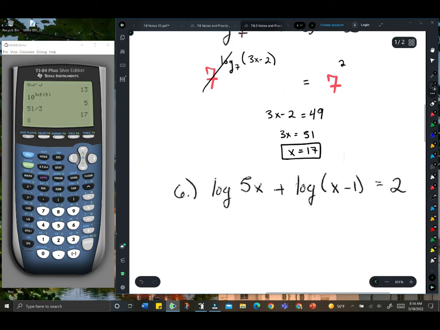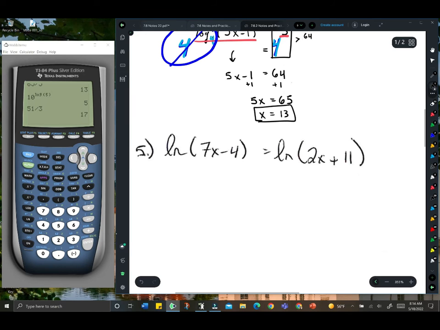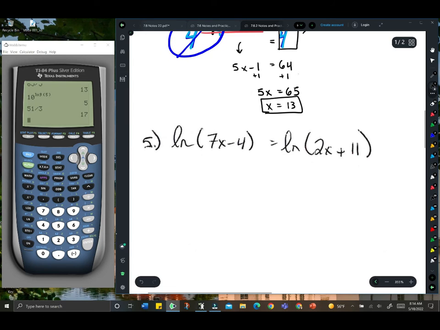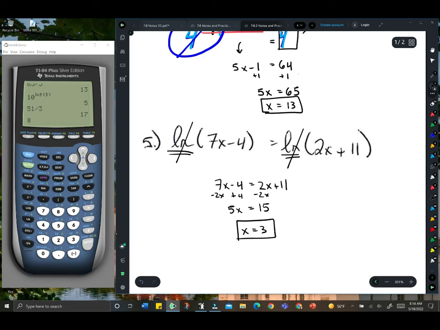Okay, let's go down to 6 because 5 is a little bit more challenging. Actually, just kidding, 5. Same idea. When you have natural logs, natural log on each side cancels out. So that one's actually easier. 7x minus 4 is equal to 2x plus 11. We're going to subtract 2x. And 5x is equal to, if we add 4 over, 15. And x equals 3. If I'm going pretty quick, you can also always pause, go back. But natural logs, don't be afraid of them.